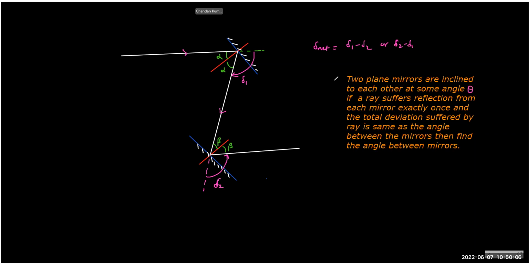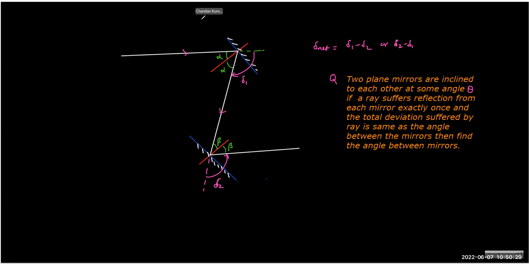So two plane mirrors are inclined to each other at some angle theta. If a ray suffers reflection from each mirror exactly once, and the total deviation suffered by the ray is the same as the angle between the mirrors, then find the angle between the mirrors. So what's the angle? When will this be true?